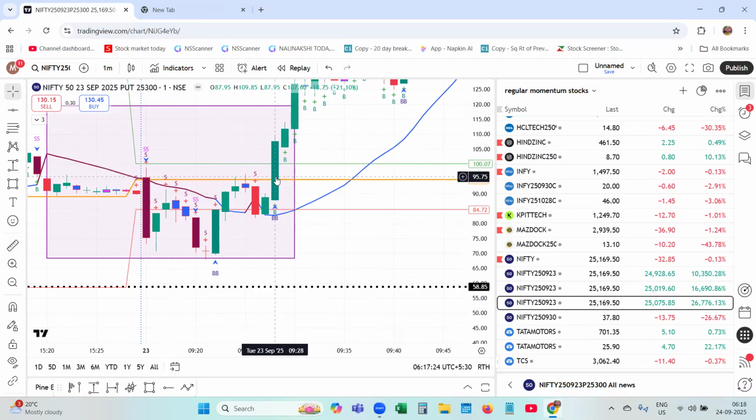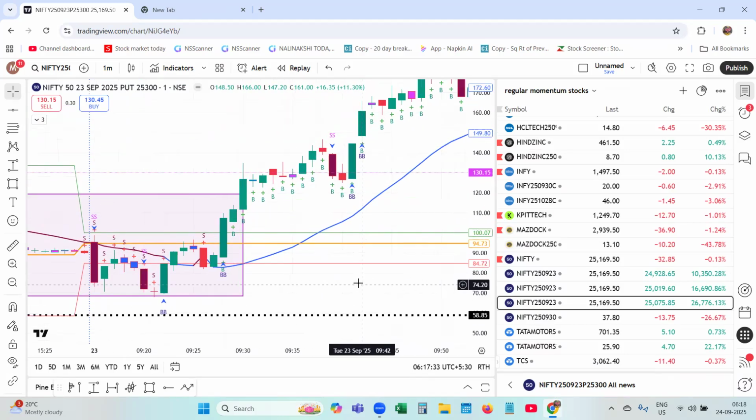it has started moving here. You could have entered around 95 rupees, keeping the stop loss of 85, minimum you need to keep. 85 is not a large amount. It is a very discounted price, even the smallest retailers can afford.